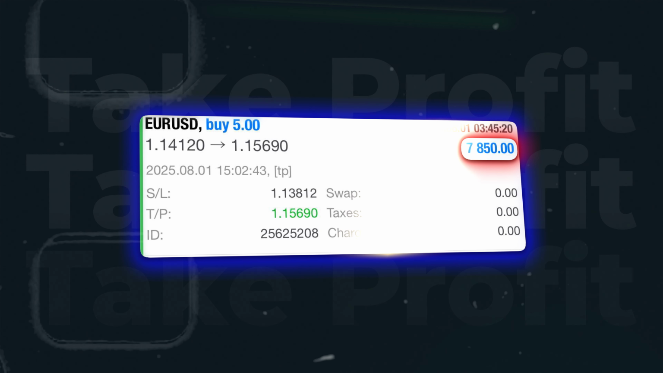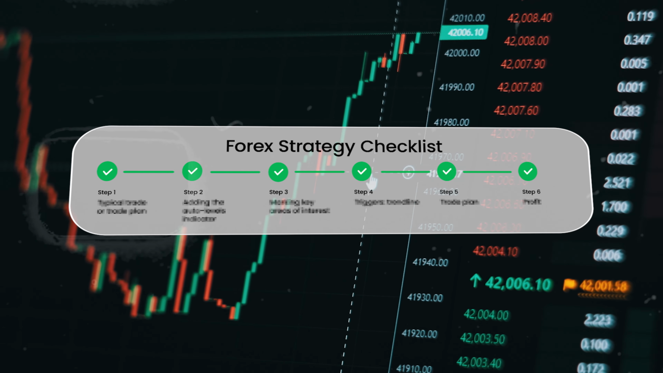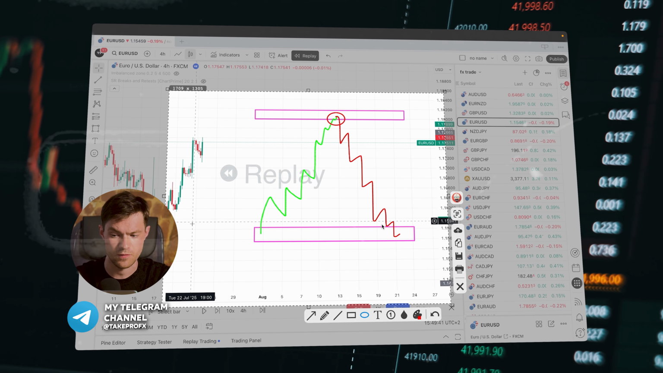I have been using this method for the last 3 years and it has proven its effectiveness in practice. In this guide for beginners, I have prepared a special checklist which we'll go through now, and you will learn how to open trades in the right place.